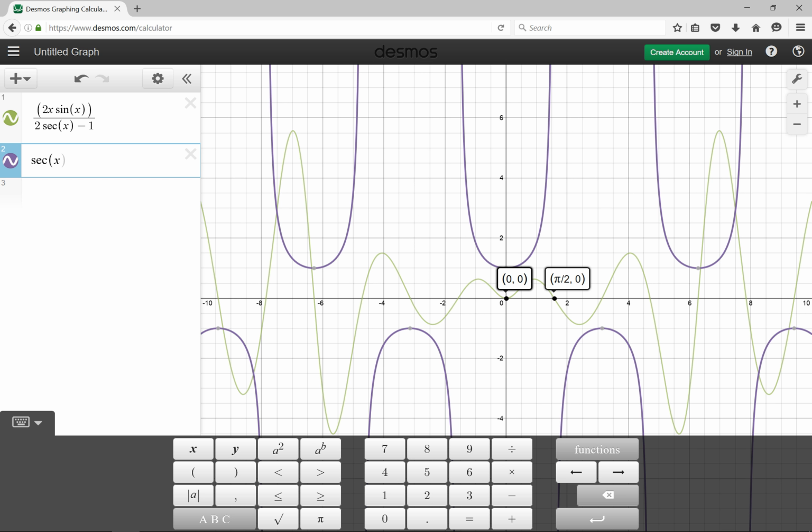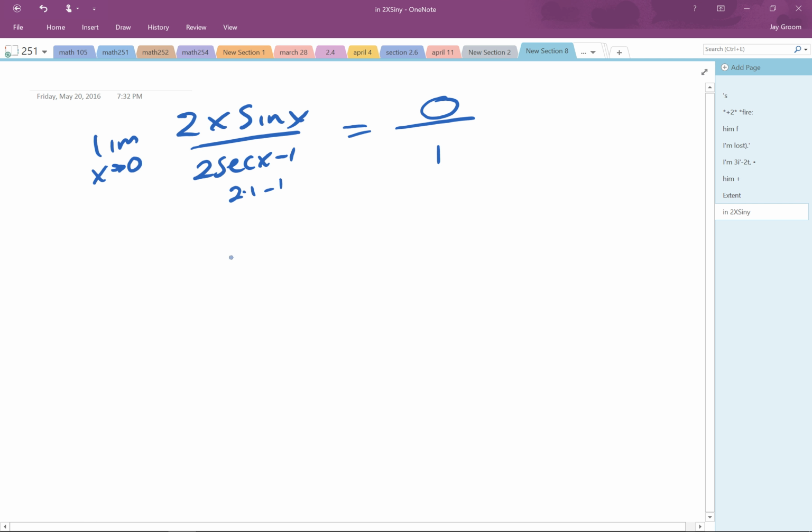Yes, and at pi over 2, it's undefined. Well, why is that not a problem on this one? Why is that okay here? And here's why. Because remember, that's really 2 over secant, 2 over cosine, rather, minus 1, right? Which is really 2 minus cosine over cosine. Am I right? If you get a common denominator.